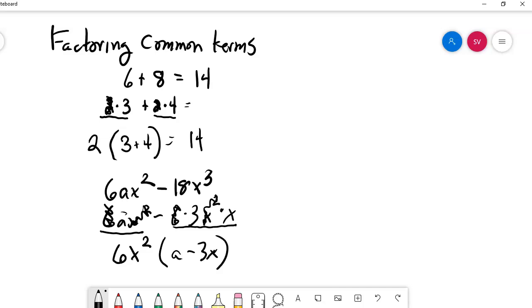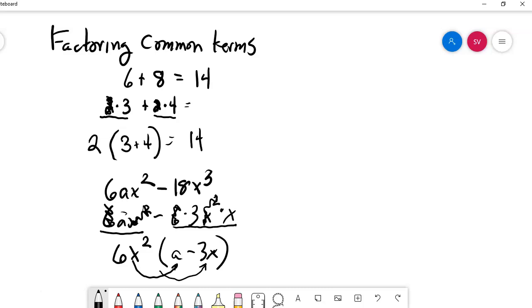What's very nice about these factoring problems is you could check to make sure that you're correct. This was our original problem right here. If I use the distributive property and distribute the 6x squared to everything in parentheses, I should get back to my original problem. If I didn't, I did something wrong. So 6x squared times a is 6ax squared, because the commutative property says that order between the x squared and the a doesn't matter in multiplication. So I could switch the order to reflect this 6ax squared.